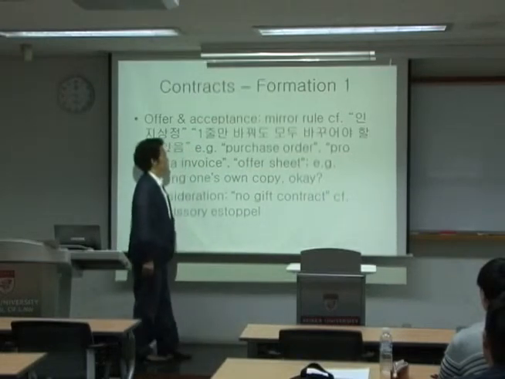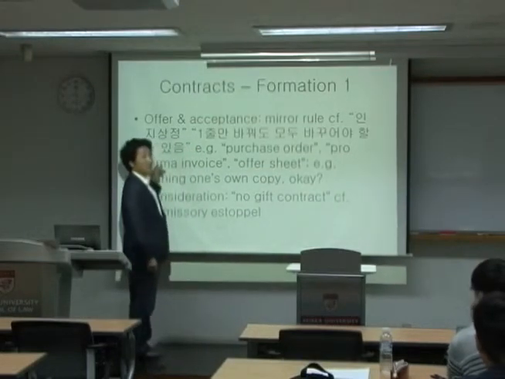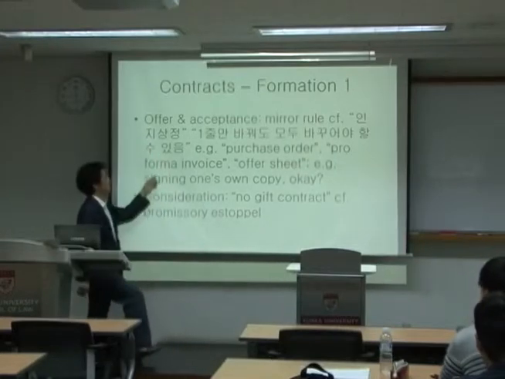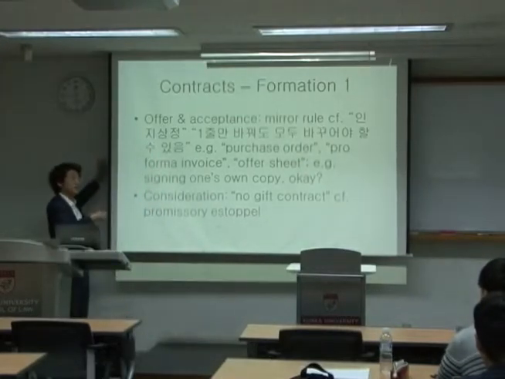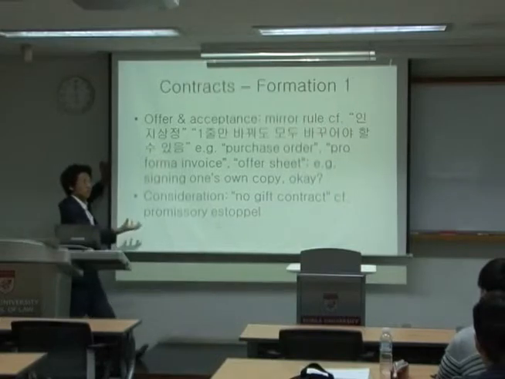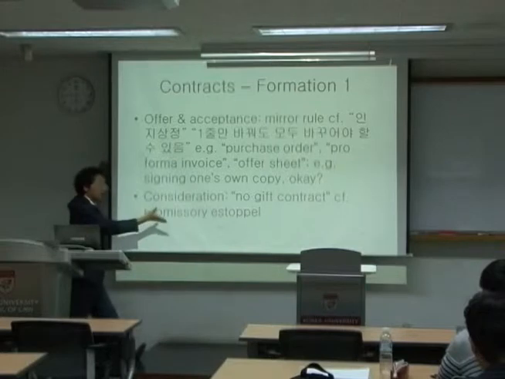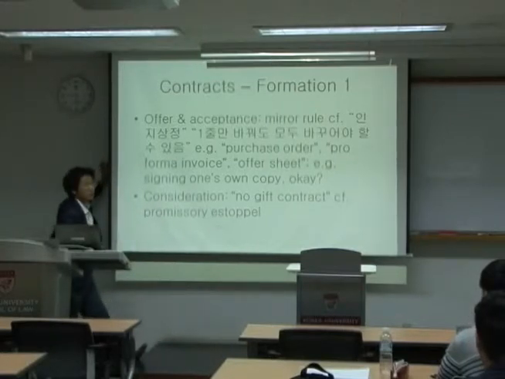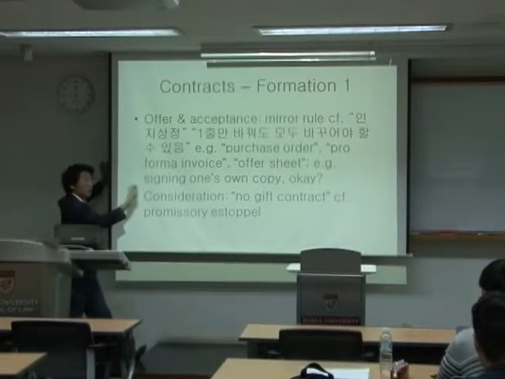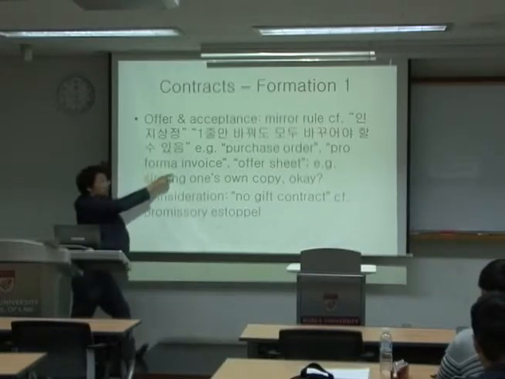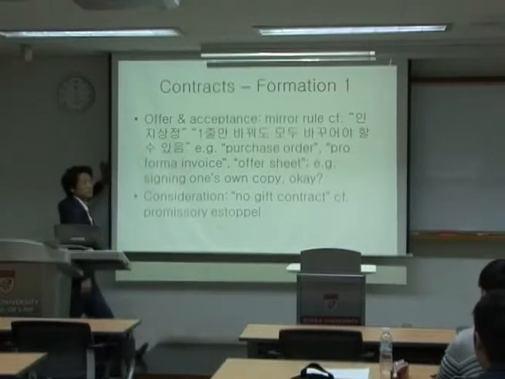Right? You can offer with a purchase order, and the other side can accept with an offer sheet. You can offer with a pro forma invoice. Okay? It's pro forma because an invoice is something that you get after you got your goods, right? But a pro forma invoice is something like, hey, if you accept this, this is what you will be paying, right? That's a pro forma invoice. So you can offer with a pro forma invoice, and you can accept with a purchase order, and the other way around. Okay? Name doesn't matter.